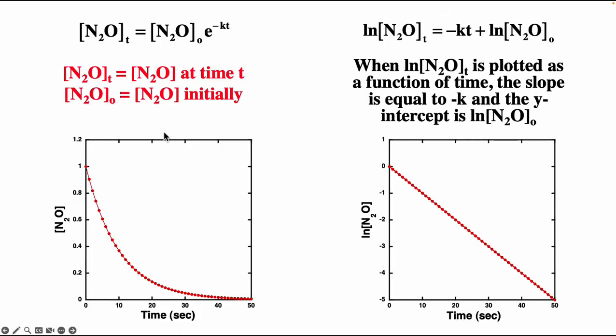And so here's some simulations. And so this is the concentration as a function of time. It's a nice exponential. And here we plot the natural log of the concentration as a function of time, which gives you a nice straight line. And again, the slope is equal to minus k.